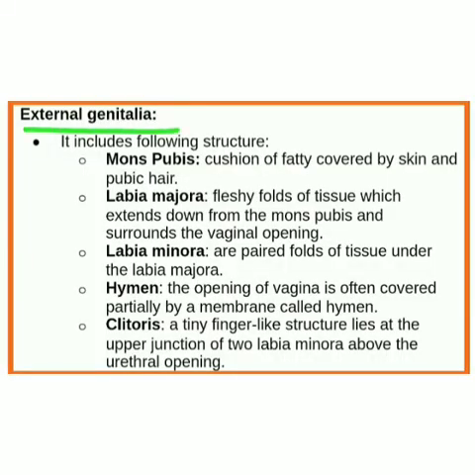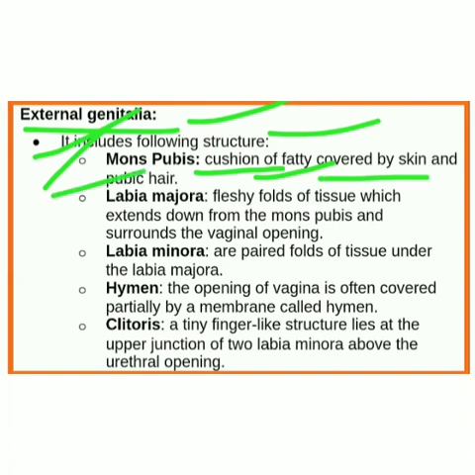The next one is external genitalia. It includes the following structures. The first one is Mons pubis, that is a cushion of fatty substance covered by skin and pubic hair. The second one is labia majora, fleshy folds of skin tissue which extend down from the Mons pubis and surround the vaginal opening.